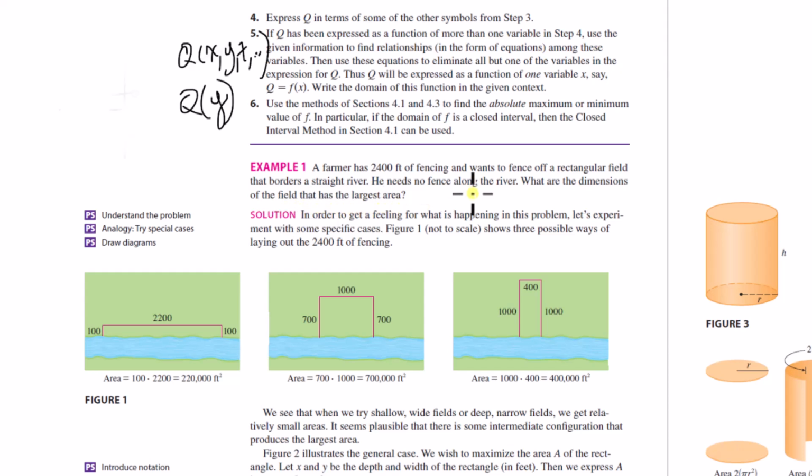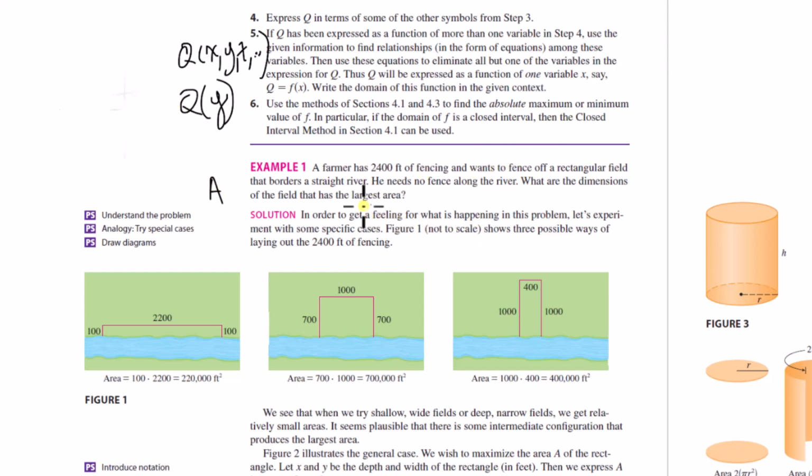All right, so the first thing that I would say to look for is first identify what is the variable that you're trying to optimize. So you're trying to find what's the largest area, right? The maximum area. So we're optimizing the variable, the area, okay? So we'll call that, I guess, A. This is what we're trying to optimize. This is Q, all right?